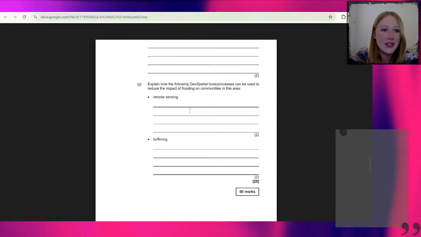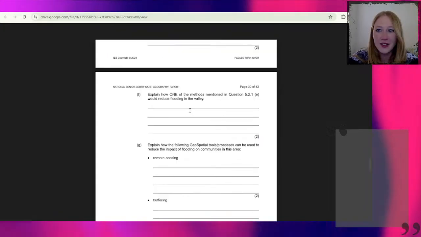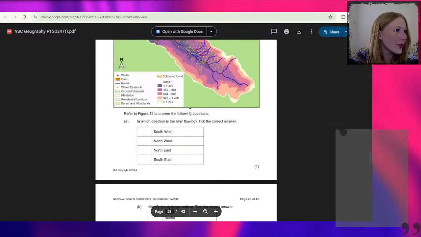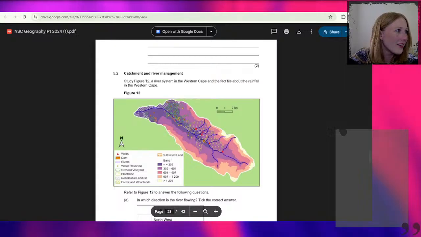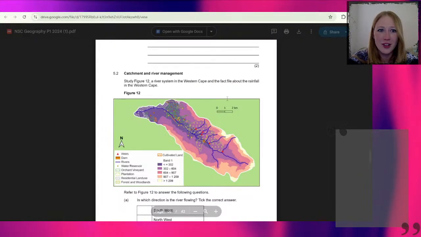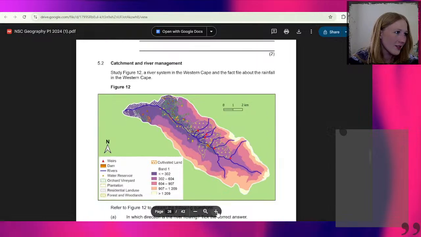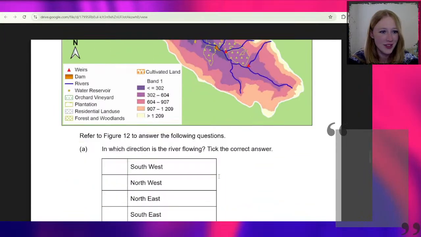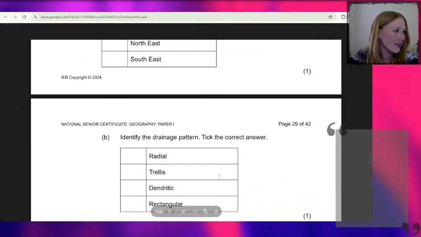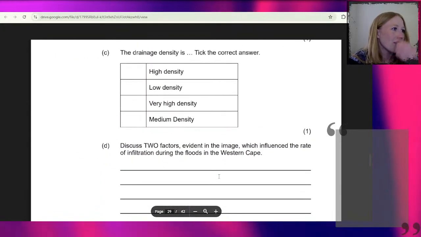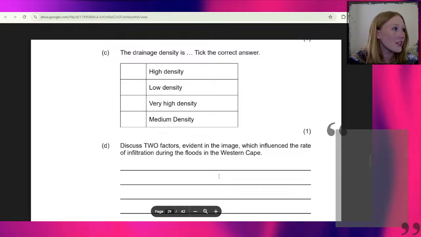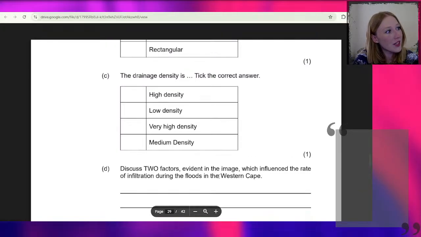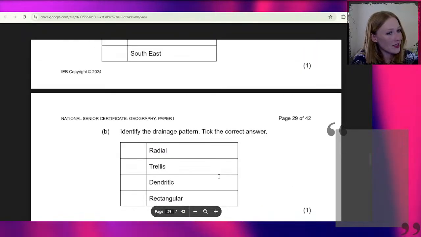I'm missing something. It said that there was a fact file. You know what? It's probably in the beginning. Maybe it was at the start of the exam. I probably missed that. But I think we know enough about rainfall in the Western Cape to be able to answer this. Discuss two factors evident in the image which influence the rate of infiltration during the floods in the Western Cape. Things that would impact infiltration. Let's have a look.